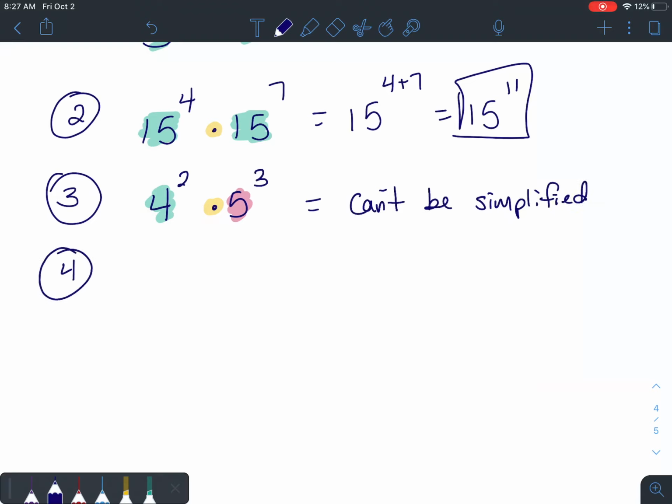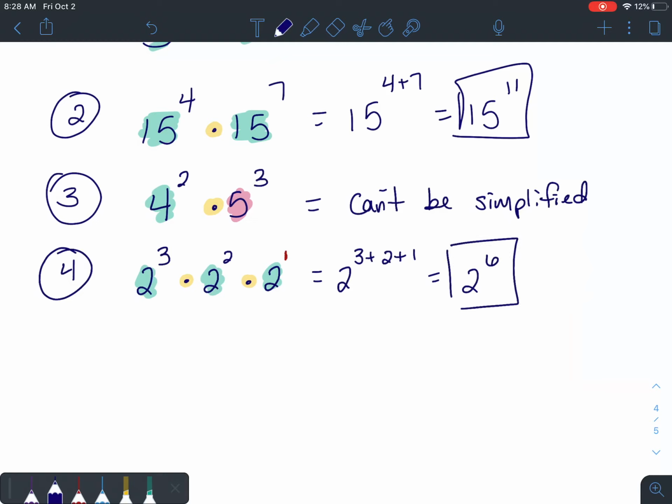Let's do another one. 2 to the 3rd times 2 squared times 2. Are we multiplying? Yes. Are our bases the same? Yes, they're all 2. That means we can add all of the exponents. 3 plus 2 plus 1. Yes, there is a 1 at that last 2. Any number that does not have an exponent has an invisible 1 at the top. We have to make sure we include that. So it becomes 2 to the 6th.